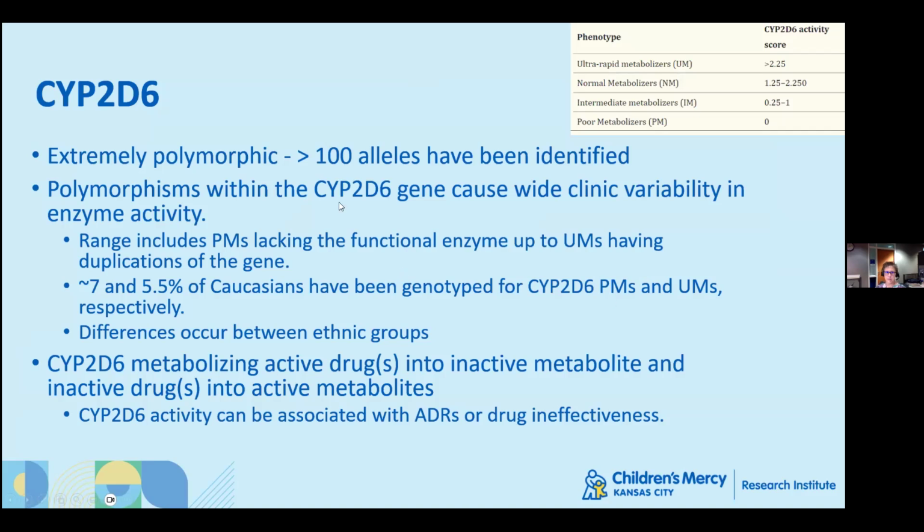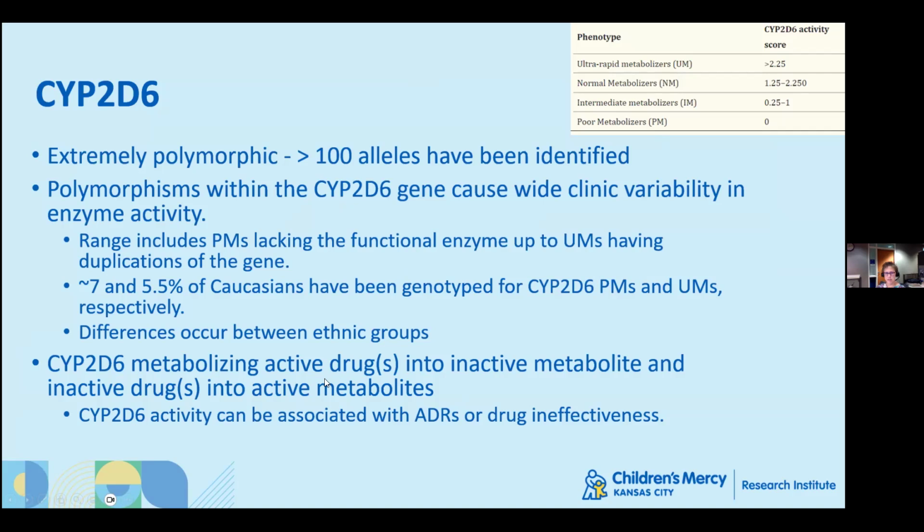For 2D6, we know that this enzyme is highly polymorphic and there are greater than 100 alleles that have been identified. The polymorphisms can cause a wide range in clinical variability of this enzyme, from poor metabolizers all the way up to ultra-rapid metabolizers. And I've included the activity score way to categorize these different metabolizer sites.